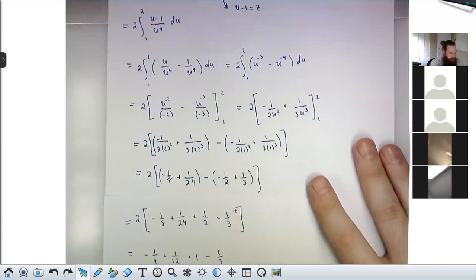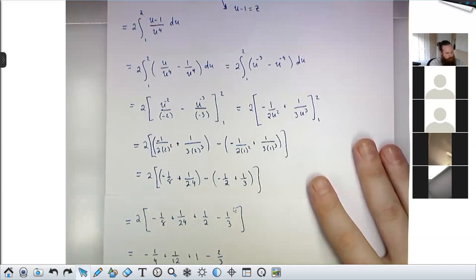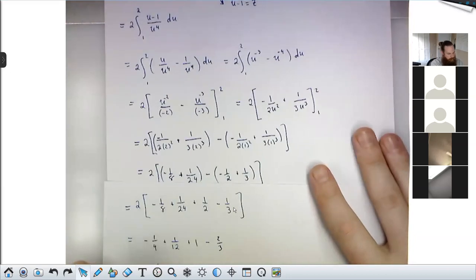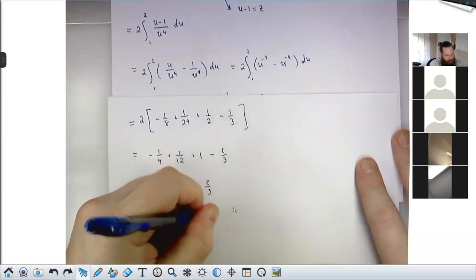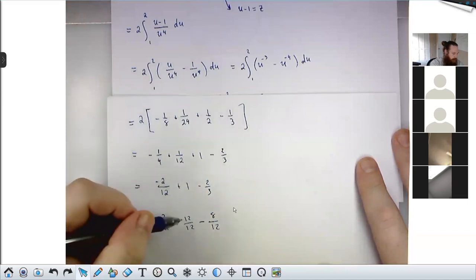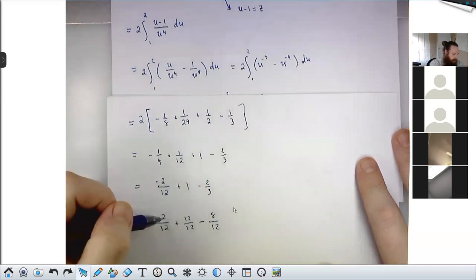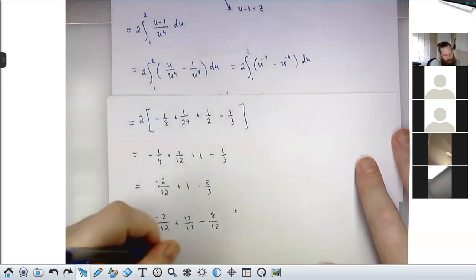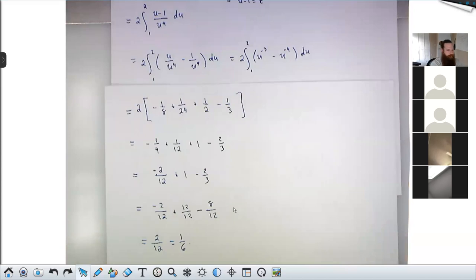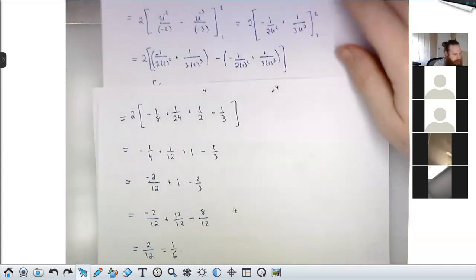And I don't have a strong feeling about finishing this, but I guess 12 is our common denominator, so that's negative 3 plus 1/12 is negative 2 over 12 plus 1 minus 2/3, which is negative 2/12 plus 12/12. Minus and multiply by 4 is 8/12. So that's going to be positive 10/12 here between these two, minus 8. So 10 minus 8 is 2/12 or 1/6. So that is where we land.